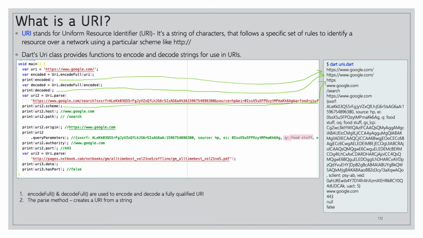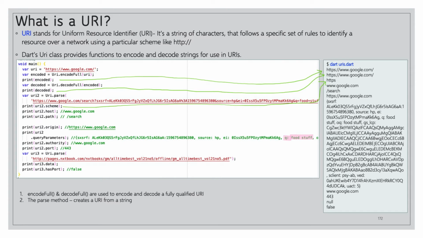Again, we have our main function, our requisite for Dart, and we have a variable called uri, and I pass it the string for the Google landing page or the Google home page. We can do Uri.encodeFull(uri), and then when I print it out, it doesn't look any different, right? It's https and www.google.com. We can decode, and the results are the same. If we create a parser out of our URI, we can parse it.